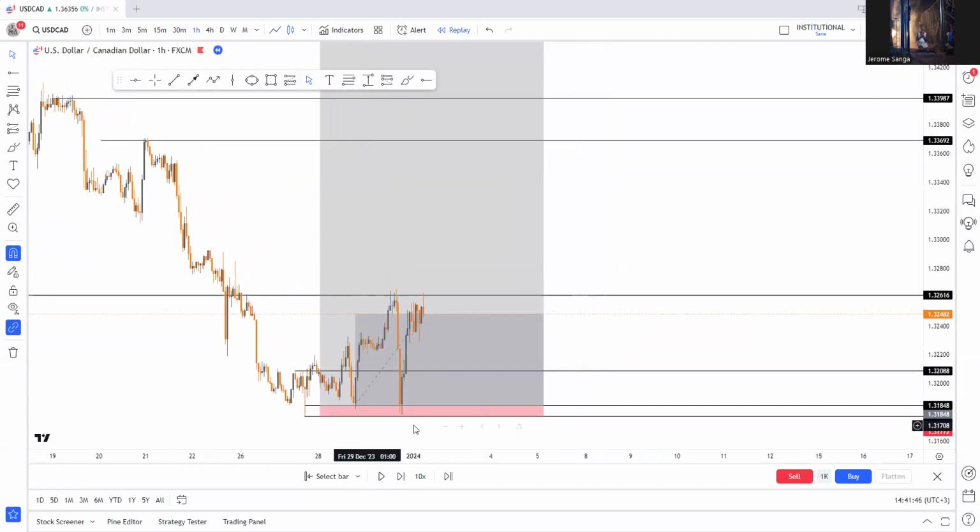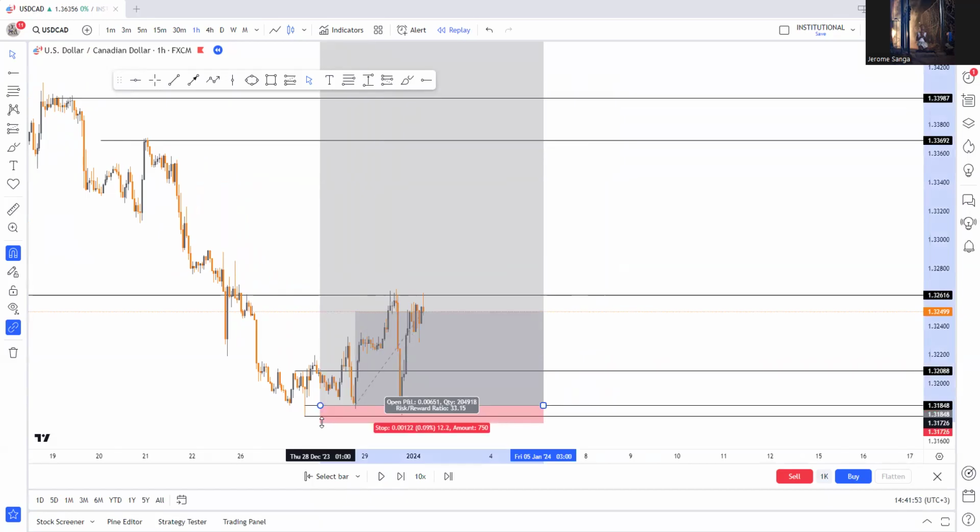So price came to grab, took our trade. If you put the same stop loss, it's okay. If you could have adjusted like 10 pips, because I do normally put 10 pips if the stop loss is too small. So I do normally put 10 pips here. You're still on the trade.